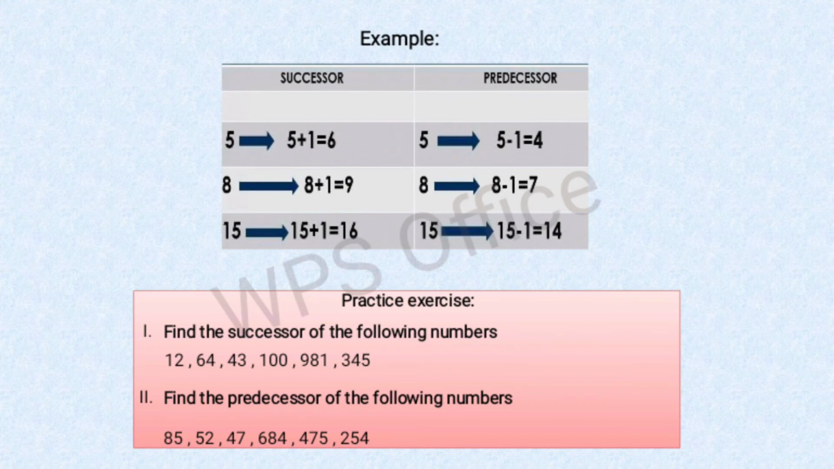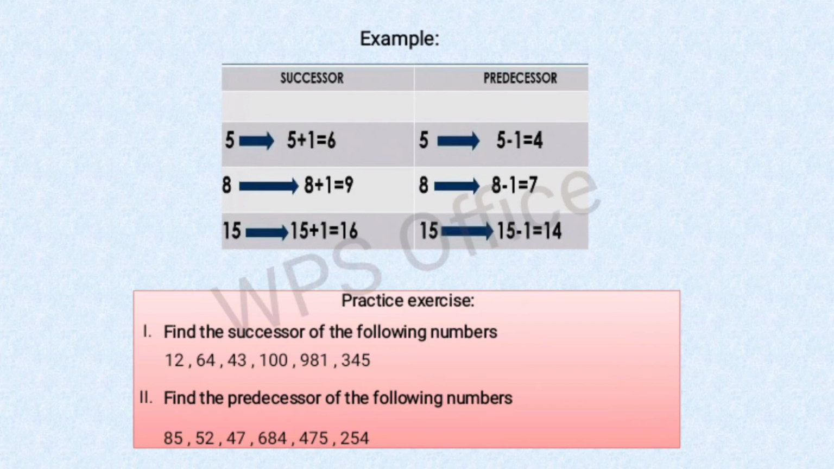Now, find the successor of the following numbers. 12. What is the successor of 12? 13. What is the successor of 64? 65. What is the successor of 43? 44. What is the successor of 100? 101. What is the successor of 981? Yes, 982 is the successor of 981. 345. What will be the successor of 345? Yes, 346 will be the successor of 345. Can you all tell me what will be the successor of 99? Yes, 100 will be the successor of 99.